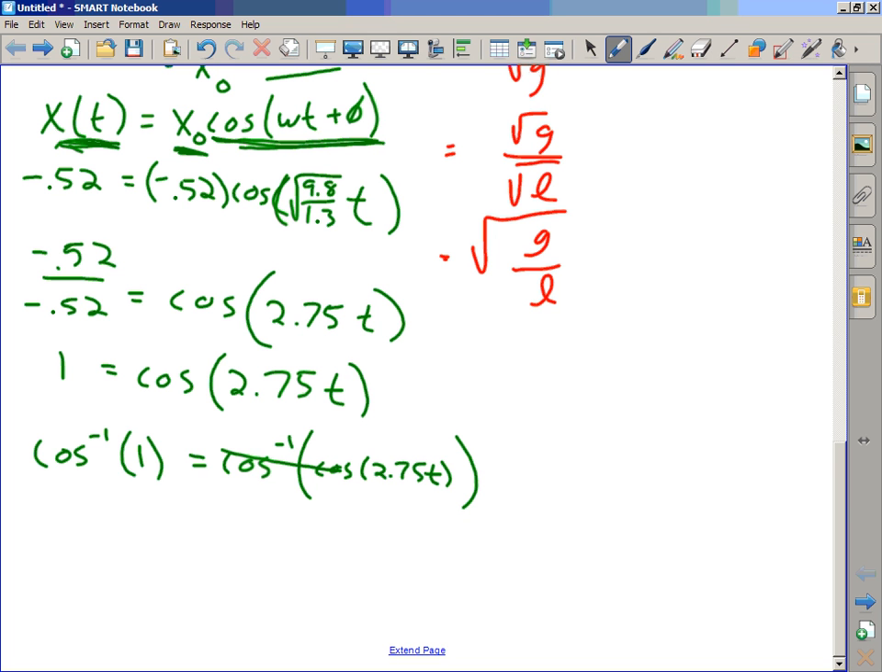We're going to get to this, right? So cosine inverse of 1. What angle gives me 1? That's what cosine inverse is. It's going back. Cosine of an angle gives you a data point, specifically the x data point. Cosine inverse of some x data point gives you an angle, right? So you can plug this into your calculator if you want, but what angle?